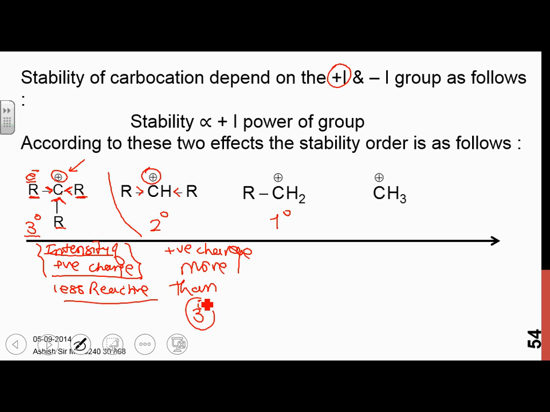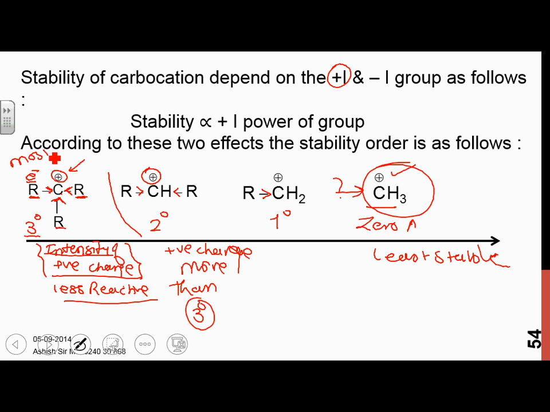Similarly, primary has only one alkyl group which donates electrons, and methyl has zero alkyl groups to donate electrons. There is no one to donate electrons. So it has the highest positive charge out of all of them. That is the highest reactive. In that case, it is least stable. And out of all these, most stable is this. Understood?